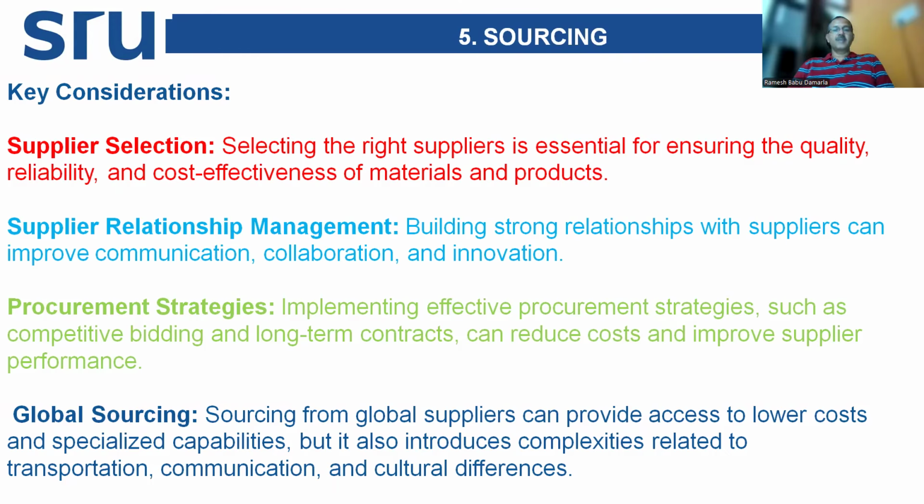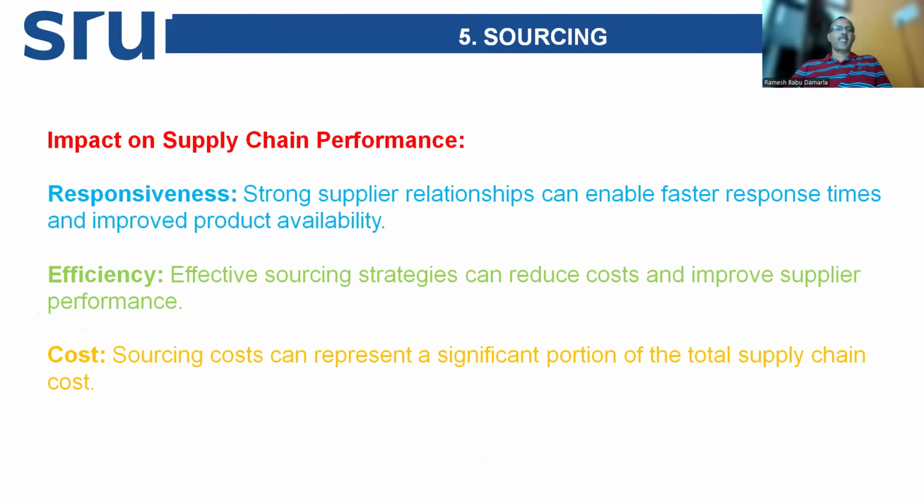And specialized capabilities. But it also introduces complexities related to transportation, communication, because when you are purchasing from another country which is far away, any delay in sea transport, marine transport, or any issue in the politically or environmental issues or climate issues or any kind of issues with the other country definitely hampers our production also. So global sourcing is beneficial, but there are complexities and challenges which has to be planned for. Plan ABC must be there.